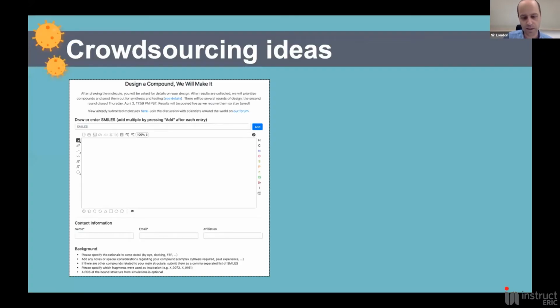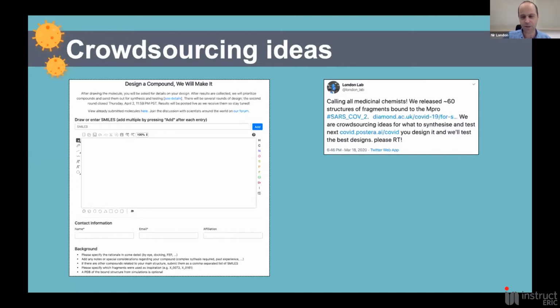And at this point, Alpha Lee and his company Postera from San Francisco pitched in, and we decided to do a crowdsourcing platform. So basically within a day, they were able to implement this web platform where people can submit their design ideas based on the data that we published. And we proposed to prioritize their ideas, synthesize and test them. We published this to the social media.